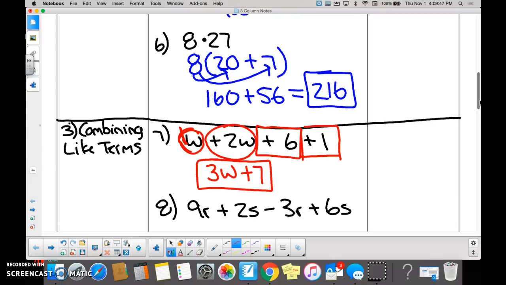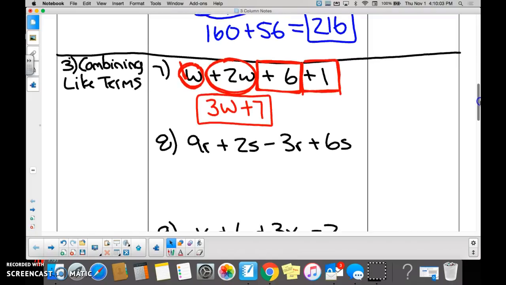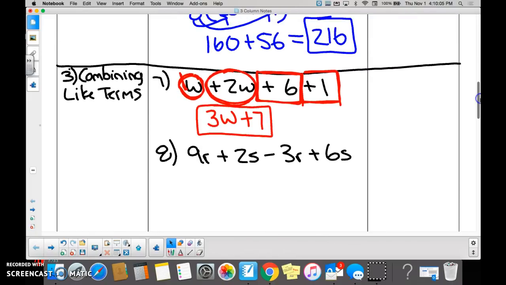Notice what I did. For my like terms of W and 2W, I circled them. I used a symbol, such as a circle, to help me remember that those two go together. And then I used rectangles for my constants, or my 6 and my 1. I would like you to do this process. I like to call it coding. It's our own way of using coding, I guess, to help you keep straight what terms go together or what terms can be combined.